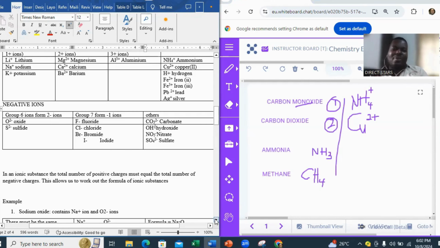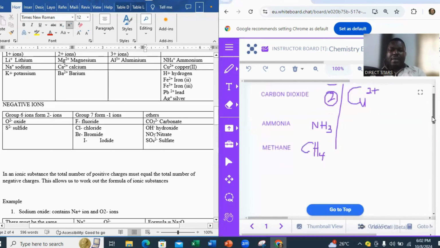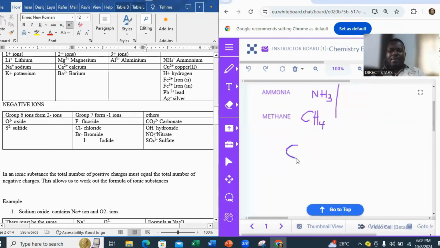We have others that you need to really familiarize yourself with: carbonate, sulfate, hydroxide, nitrate. Very important. Take note of that. Now, how do we get the charge of these special polyatomic ions? In case you forget, it's very easy. Let's pick carbonate, for example. Carbonate is CO3.